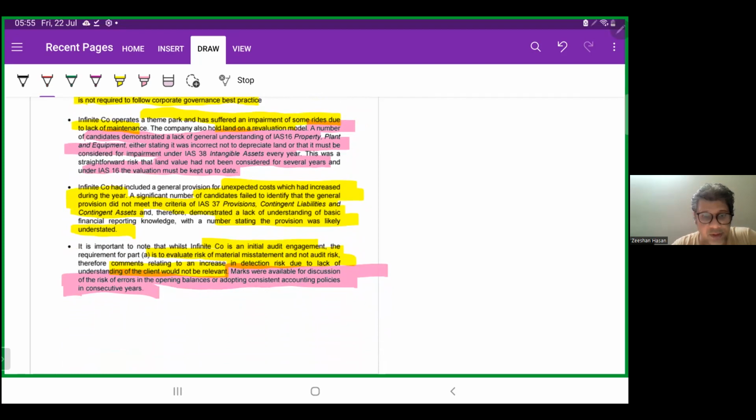The requirement for Part A is to evaluate the risk of material misstatement and not audit risk. So comments relating to an increase in detection risk due to lack of understanding of the client would not be relevant. Marks were available for discussion of the risk of errors in opening balances or adopting consistent accounting policies in consecutive years.